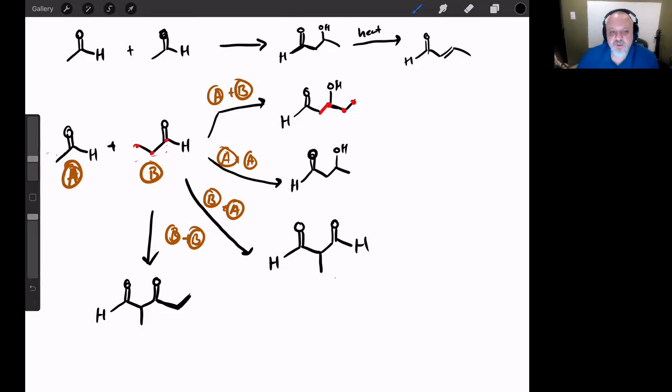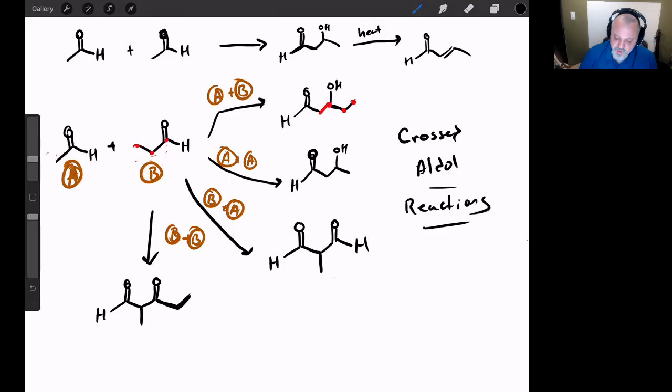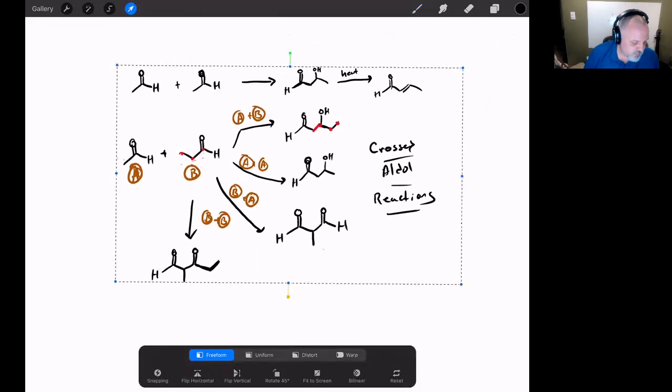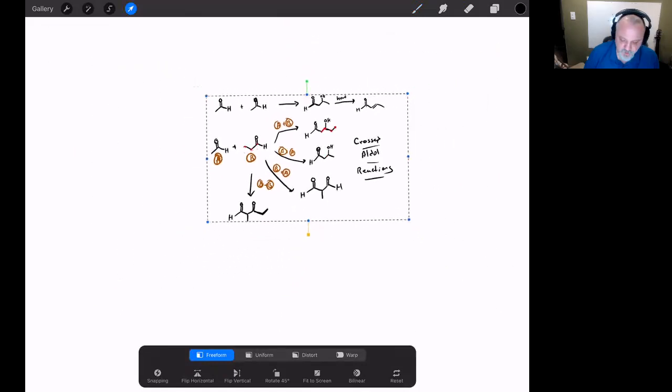And so we really do get 4 different products if we mix 2 different ketones or aldehydes into a pot and say, go do some aldol condensations. These are called crossed aldol reactions. And so we really want to get into this idea about how do we accomplish crossed aldol reactions.